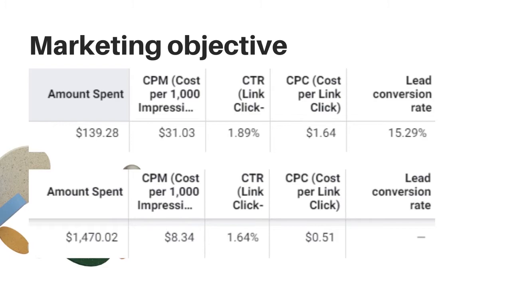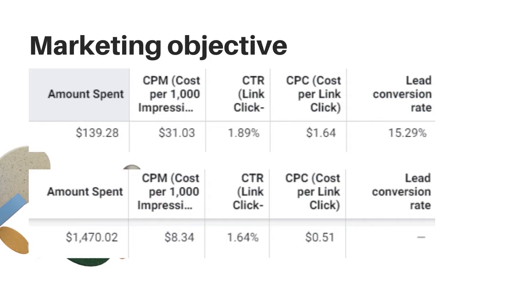So what we're looking at now are 2 snapshots from 2 different campaigns with 2 different marketing objectives. The top one is using a lead generation objective where the campaign is being optimized for leads. Now you can see that the CPM and the cost per click are quite high with this particular campaign, but the campaign is generating leads at a pretty high conversion rate as well. The bottom campaign has a very inexpensive CPM and cost per click, which does look quite good. However, it hasn't generated any leads at all.